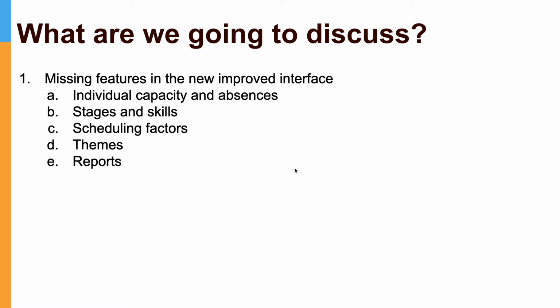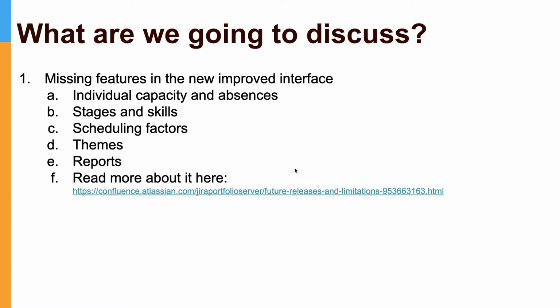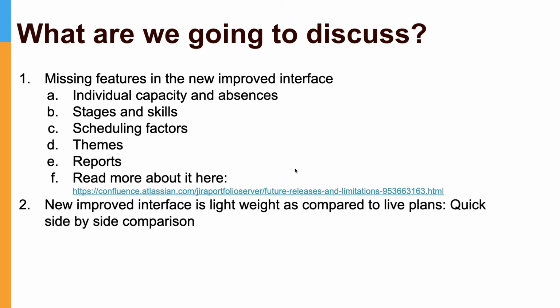So why are we talking about these missing features in the new improved interface? We are talking about these features because I want to let you know that if you want to do planning with all these features like stages, skills, themes, reports, then you should be using the life plan. Otherwise, if you're happy with the lightweight capabilities of the portfolio for Jira, where you are happy with the roadmap, where you're happy with the auto schedule feature, then you can of course continue using the new improved interface.